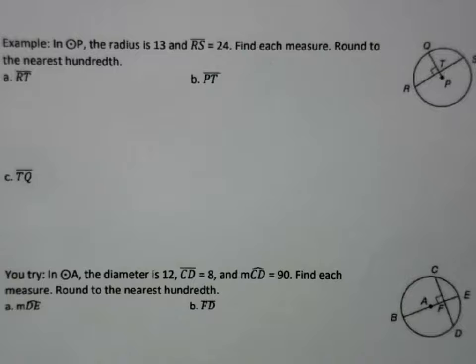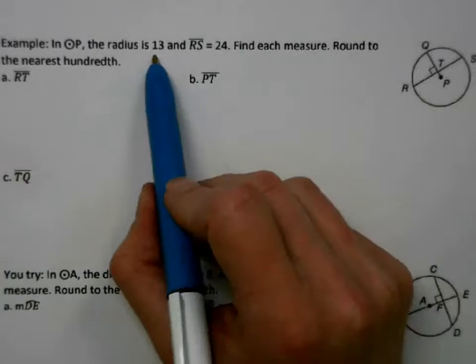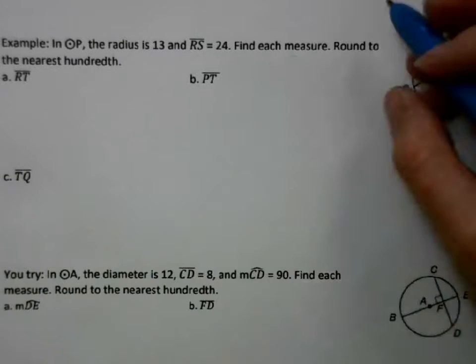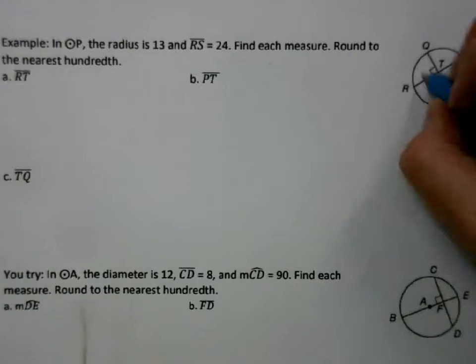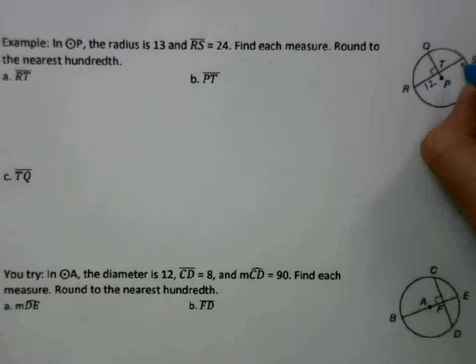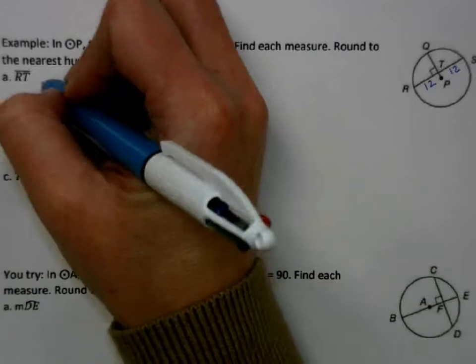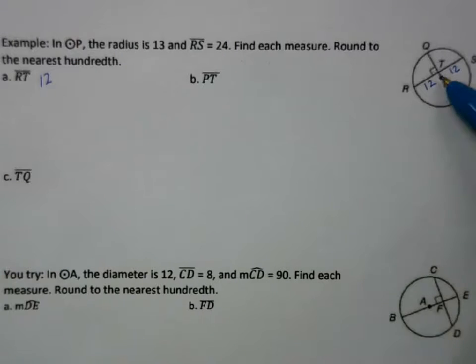Okay, so in this circle, the radius is 13, RS is 24. We're going to find each measure. Well, if RS is 24, then each of these are 12. So RT is 12. PT, this little segment here.